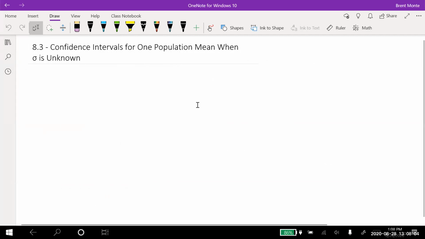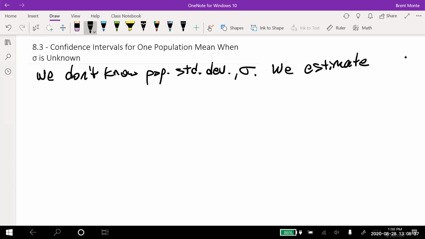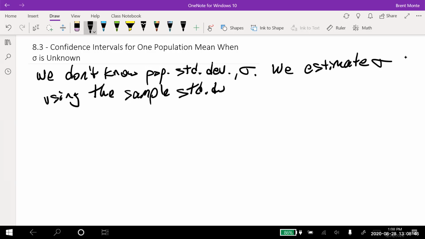Notice it says confidence intervals for one population mean when sigma is unknown. So the difference here is we don't know the population standard deviation, sigma. So what we have: we don't know the population standard deviation sigma. We estimate sigma using the sample standard deviation. Remember, we called that S.